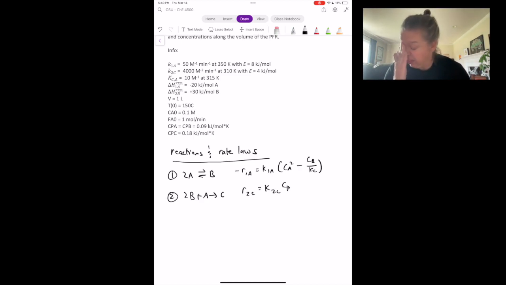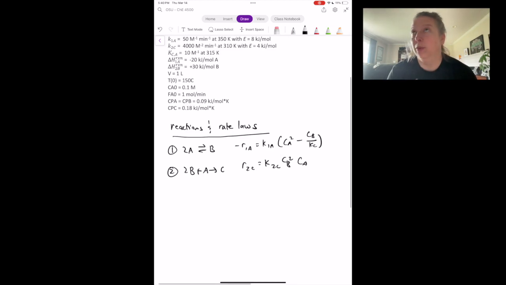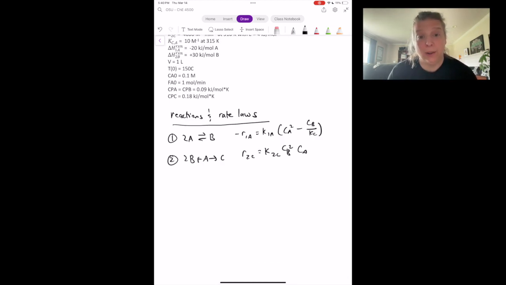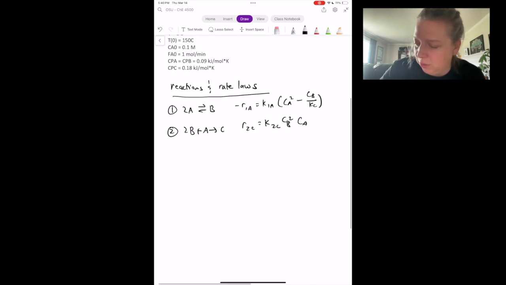And I'm going to write the second reaction in terms of species C because that's what the rate constant is. The rate constant for that reaction is given in terms of species C. And you don't have to do it that way. That just helps me with the accounting when I write out the problem, and with keeping track of the different species.